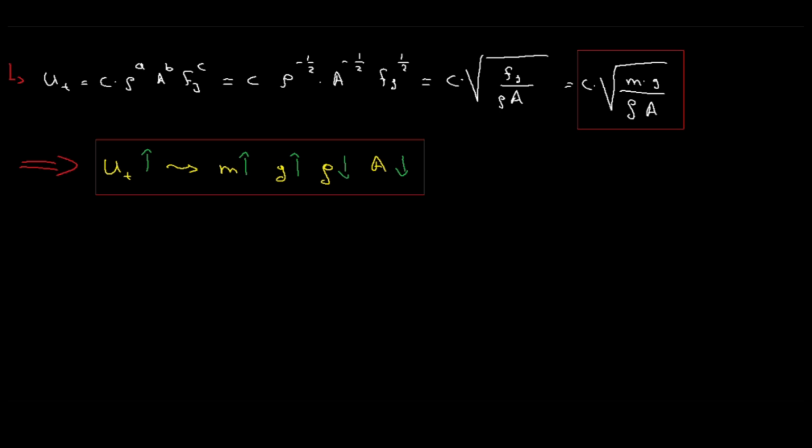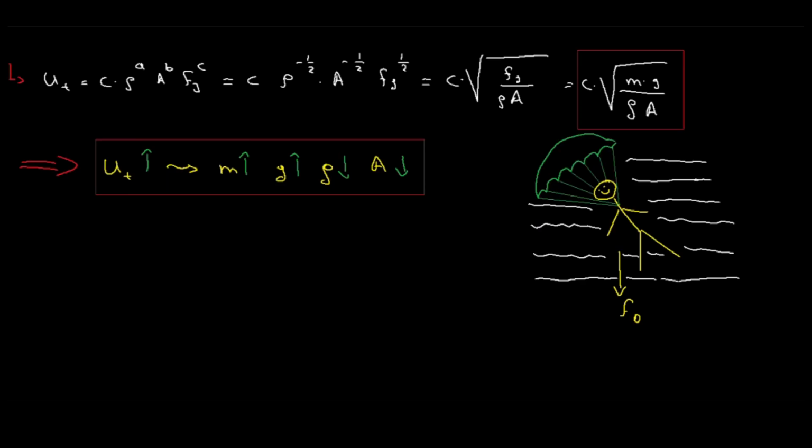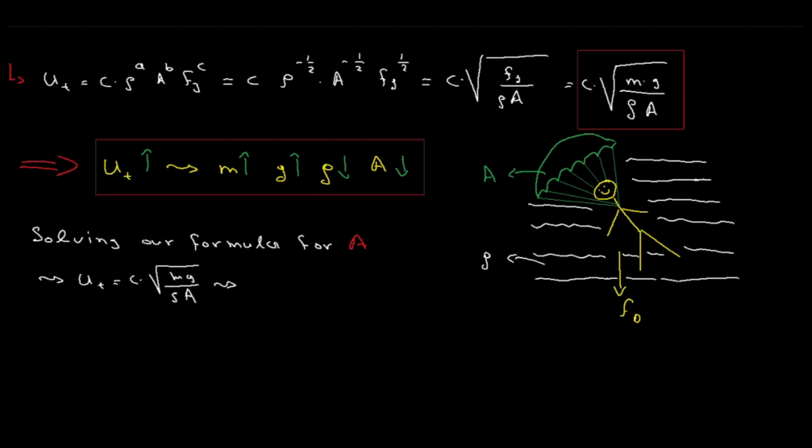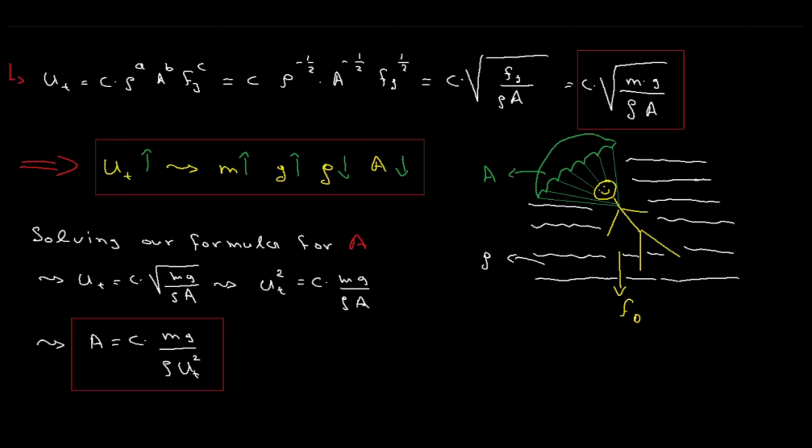But we can take this one step further. Assume you want to find out what size of parachute you would need in order to achieve a safe landing. Luckily, if we solve the equation we just derived for the surface area, we find that it is equal to mass times gravitational acceleration divided by air density times velocity squared.